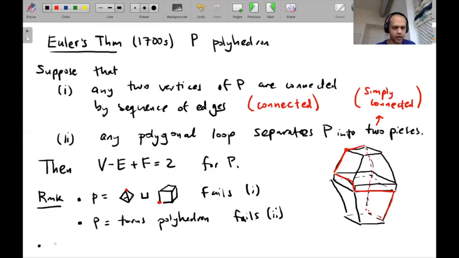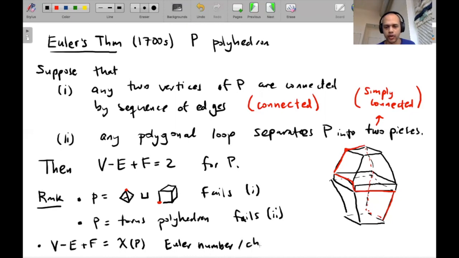So V minus E plus F will be denoted as chi of P. This is the Euler number, also known as the Euler characteristic of P. And so, what I was trying to say before is that it knows something about that. It's telling you something about the topology of P.